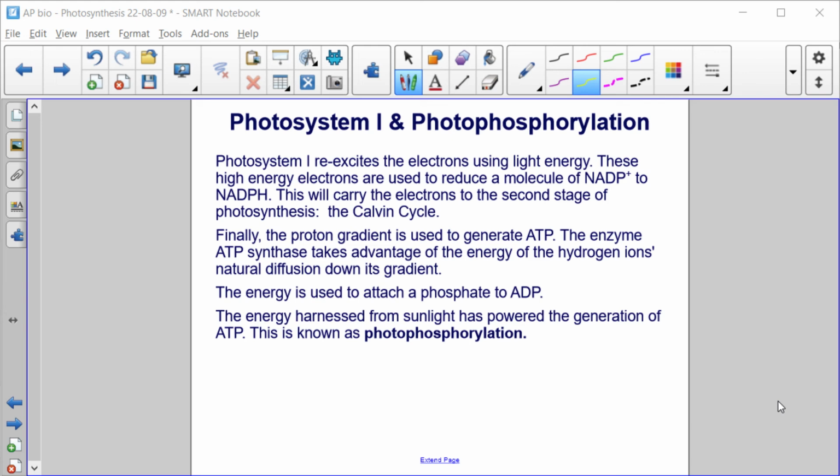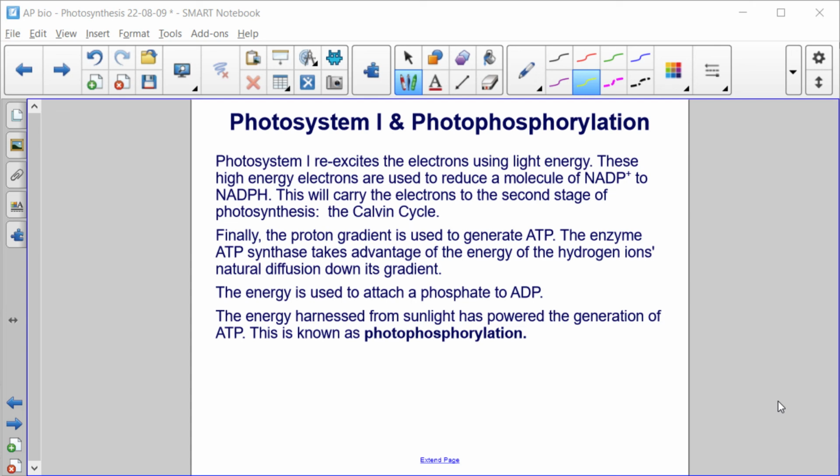Photosystem 1 and photophosphorylation are our next step. Photosystem 1 re-excites the electrons using light energy. Remember, they've moved from photosystem 2. That motive force worked to move some protons, but now they've used their energy. They have to be re-excited. These high-energy electrons are used to reduce a molecule of NADP+ to NADPH. This will carry the electrons to the second stage of photosynthesis, the Calvin cycle.